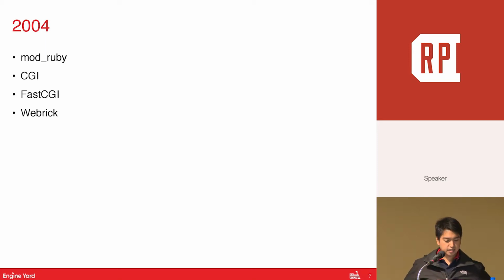Mod Ruby is an Apache module, so you could only use it with the Apache web server, and you could run your Ruby code inside the Apache process. With just a few lines of config, you would be able to serve Ruby requests. So it was an easy way to start using Ruby on the web, but it had a few issues.